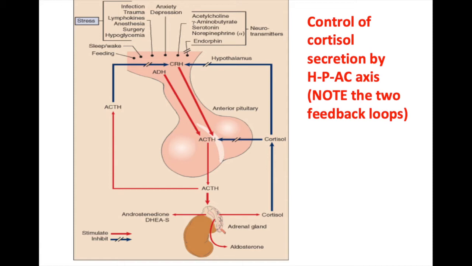That then stimulates the release of cortisol, and cortisol feeds back on the anterior pituitary and the hypothalamus to inhibit the release of both CRH and ACTH. ACTH also feeds back on the hypothalamus and inhibits the release of CRH. So there's multiple feedback loops happening here. There's both long loop and short loop feedback in the control and regulation of cortisol release.